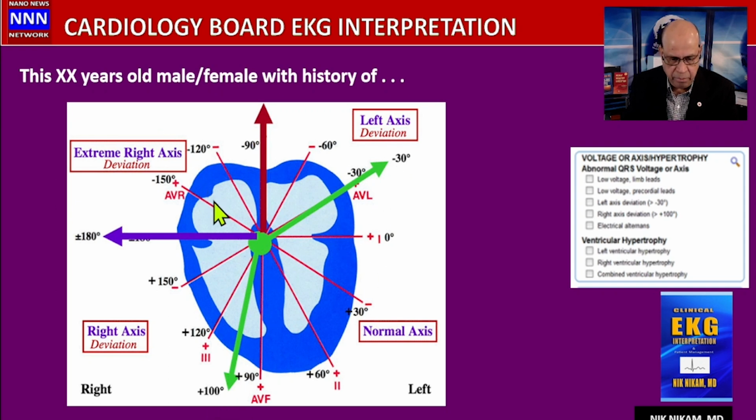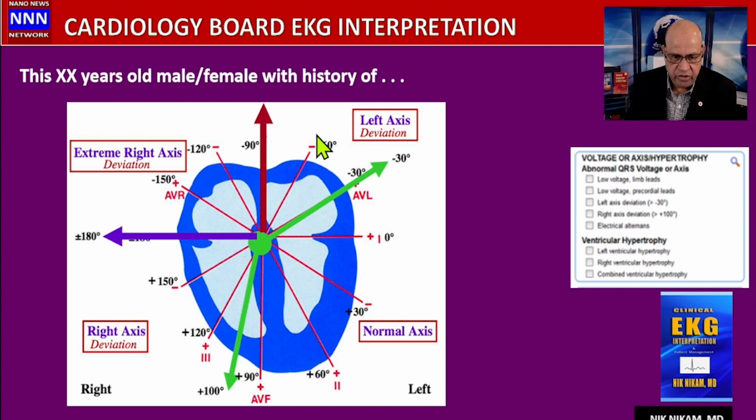This is how the impulse travels from the sinus node to the AV node, and from there it spreads to the right and the left ventricle. So the whole impulse is going downwards and forwards towards the apex, and we get an axis which is predominantly between minus 30 degrees and plus 100 degrees.